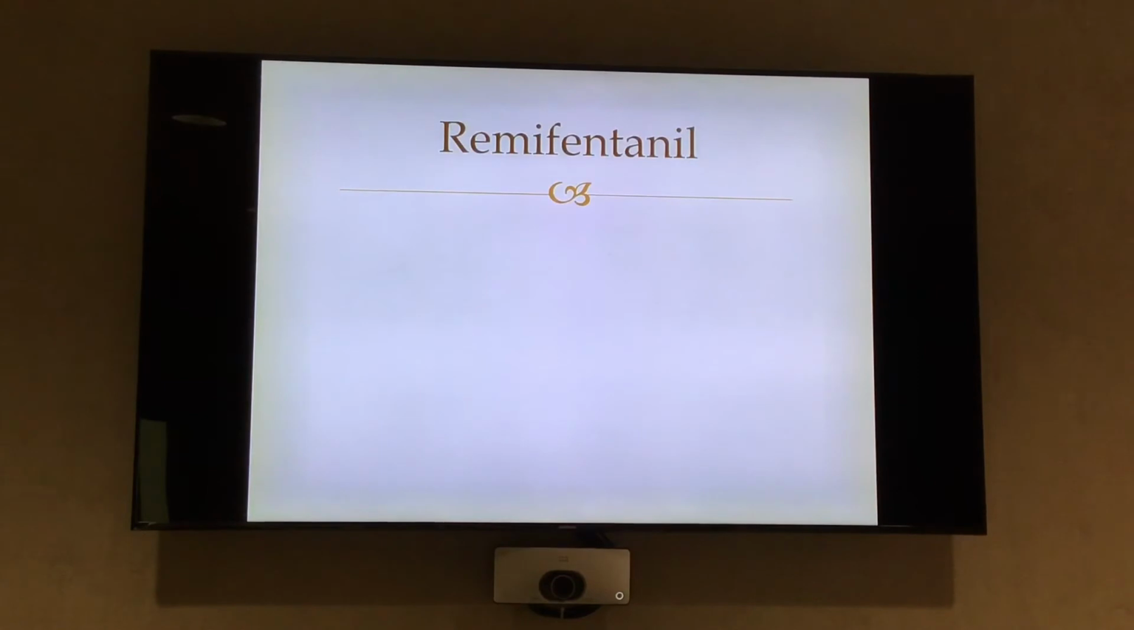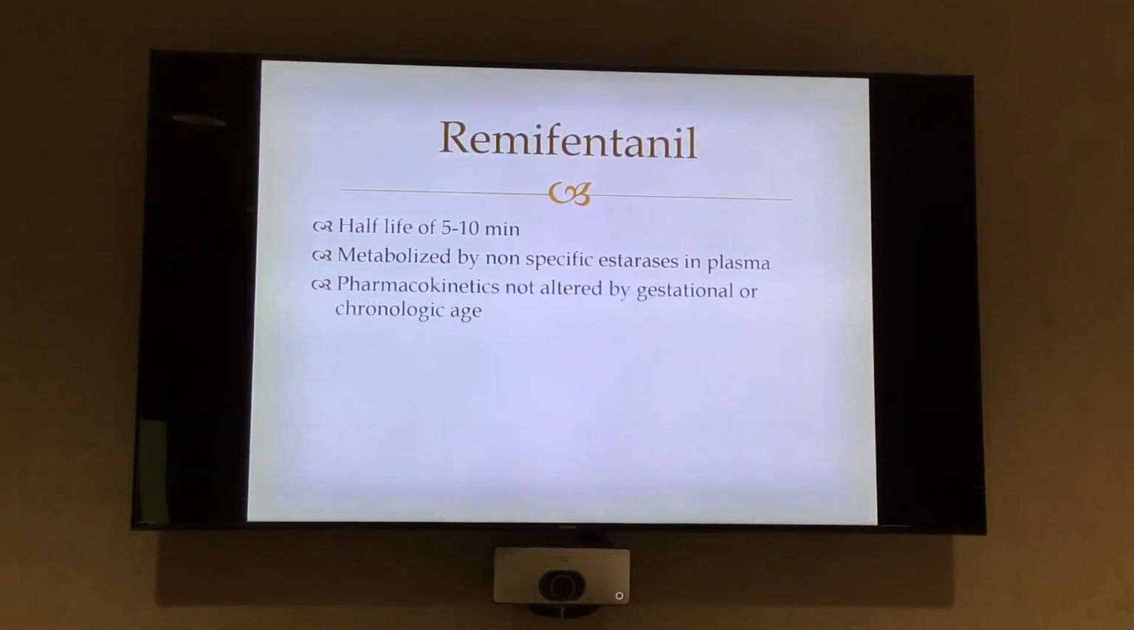So what is remifentanil? This is an ultra short acting opioid. It's a fentanyl derivative with a very short half-life. It is metabolized by plasma enzymes, so it doesn't have to go through any liver or kidney metabolism. The pharmacokinetics are not altered by gestational age or chronologic age, so it's great even for preemies, for sedation. And because of its unique pharmacokinetics, it's a great choice for traumatic brain injury patients where you need frequent neurologic examinations.